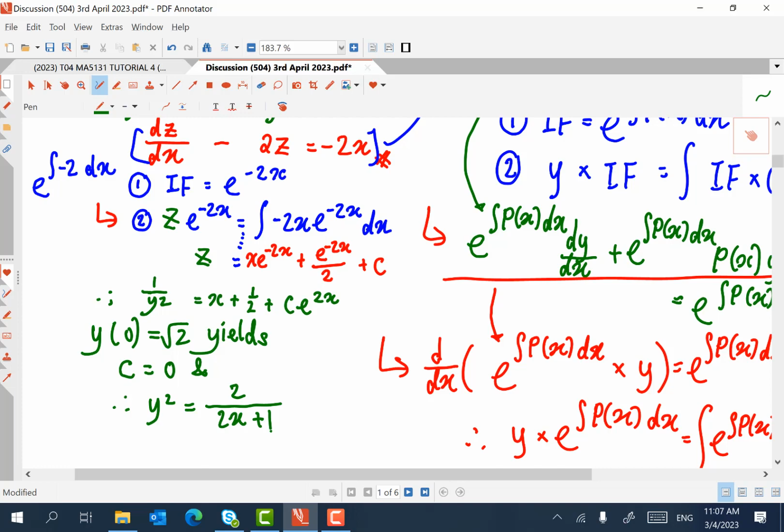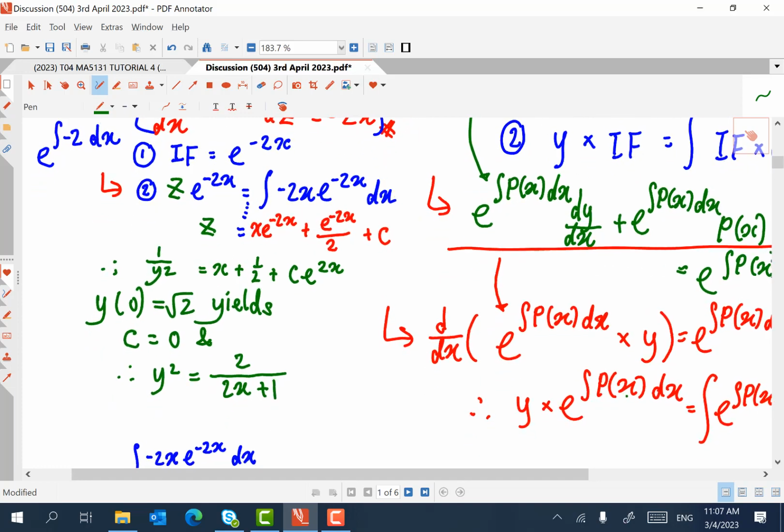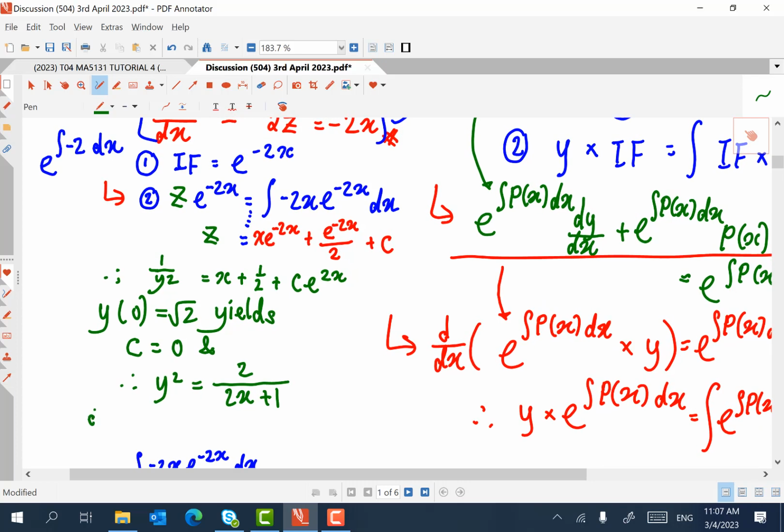Okay. And because this is a particular solution, we want to write down the domain. For the domain, you want to realize that 2x plus 1 must be positive, and therefore x must be more than minus half.